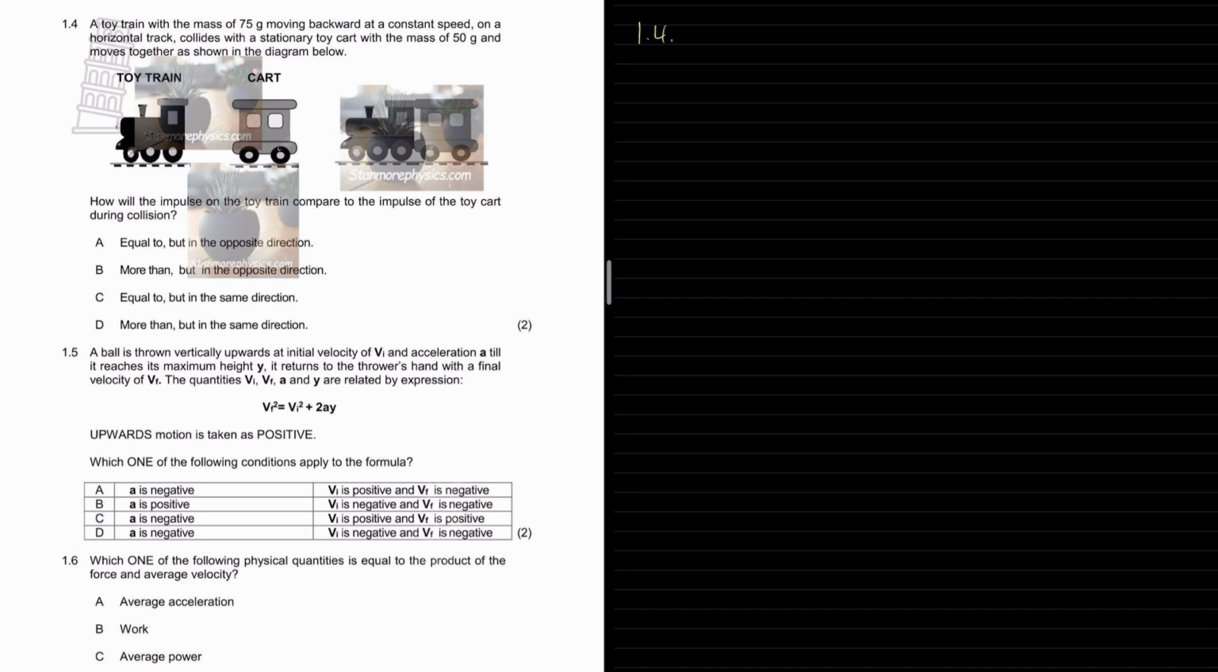Now, impulse is equal to F net times delta t, but that is equal to delta p. Now we know that the change in momentum is going to be the same since momentum is conserved. So if the momentum change is the same, that means the impulse is going to be the same, but it's going to be in the opposite direction. So the answer is going to be A for 1.4.